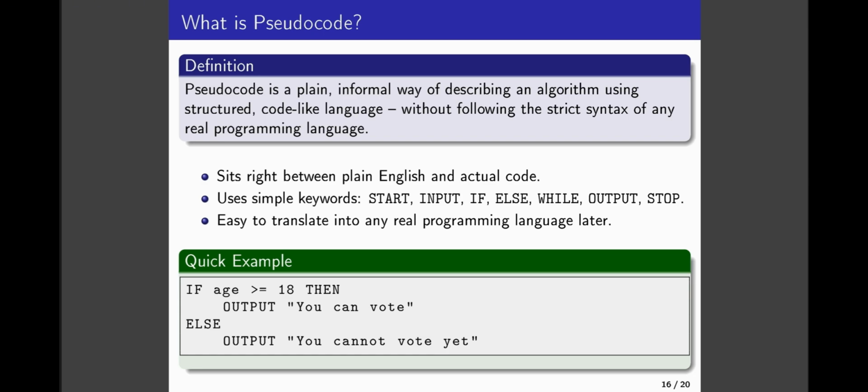So here I have an example. If a person's age is greater than or equal to 18, output you can vote, otherwise output you cannot vote. So notice how close this already looks to real code. But it's still simple enough that anyone can read it.